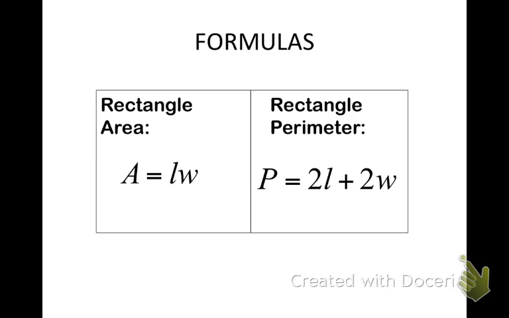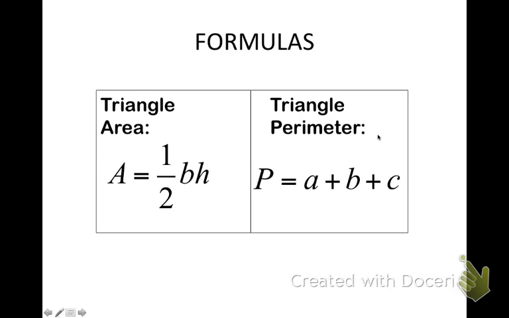If I think about my rectangle being length times width, and instead of length, I think about that as base, and instead of width, I think about it as being height. If I cut a diagonal through there, now how many triangles did I create? 2. So the area of both triangles is base times height, so the area of just one triangle would be 1/2 base times height. That's where it comes from for your area formula for a triangle. So for a triangle, our area formula is 1/2 base times height.